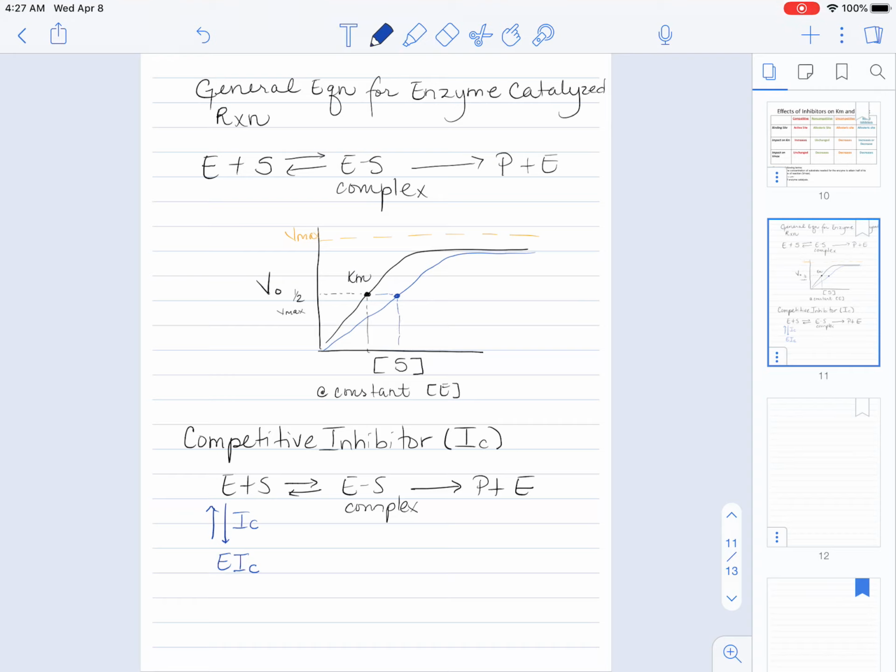What we can observe is that this gives us a higher concentration of substrate, compared to the original one, for obtaining half of Vmax. What does that mean? The Km that we obtain in an enzyme catalyzed reaction in the presence of a competitive inhibitor, which we designate Km apparent, is going to be increased, because we have some inhibition of part of our enzyme. So Km appears to be increased.